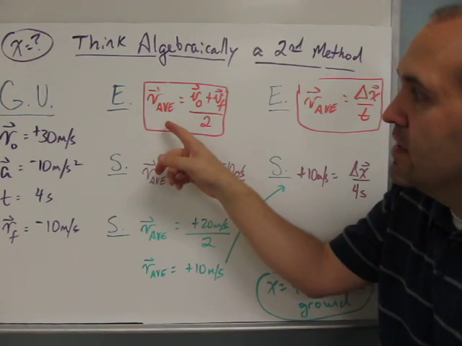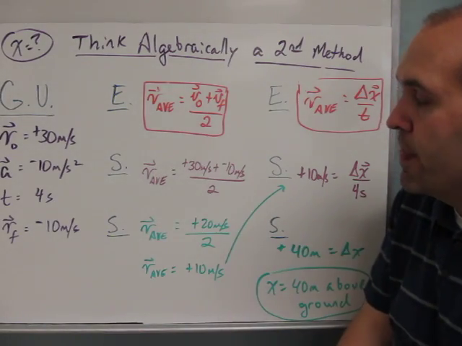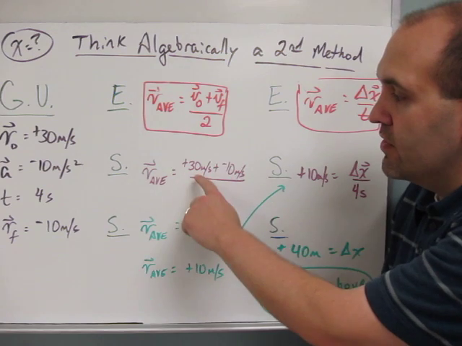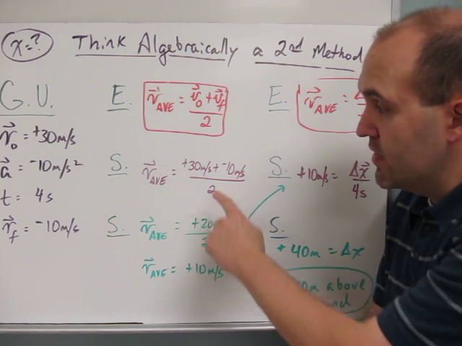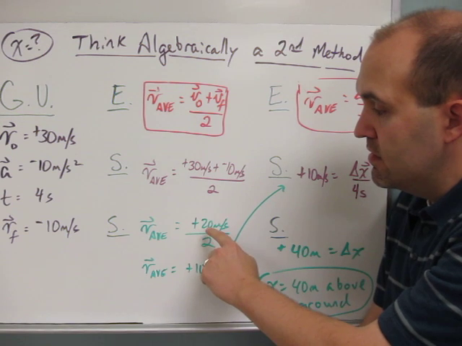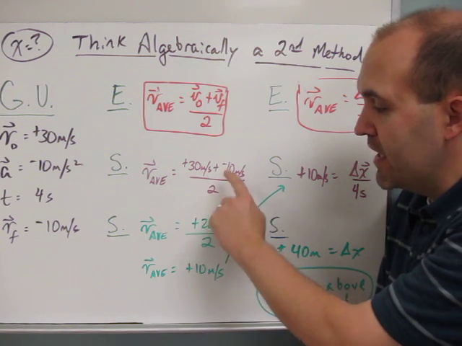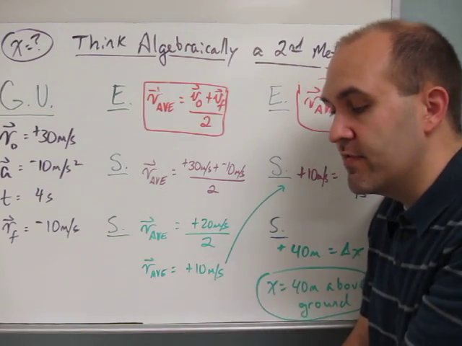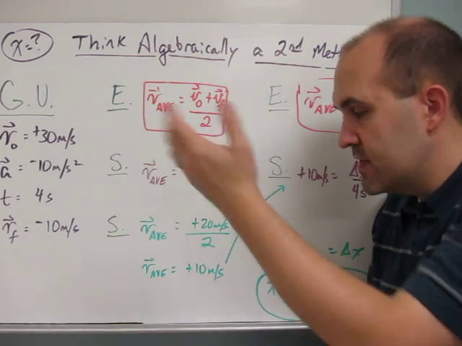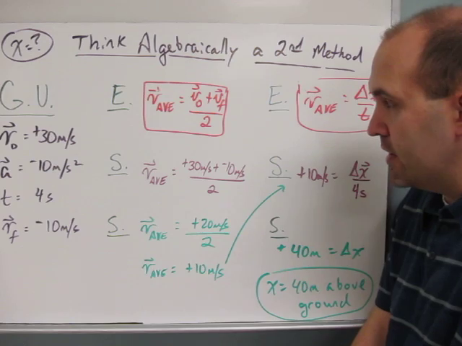I could first find the average velocity. So the original is 30 meters per second positive, and the final is negative 10. And so the average of 30 and negative 10, the addition of 30 and negative 10 is 20, and 20 divided by 2 is positive 10. So the average velocity from 0 to 4 seconds is positive 10 meters per second.